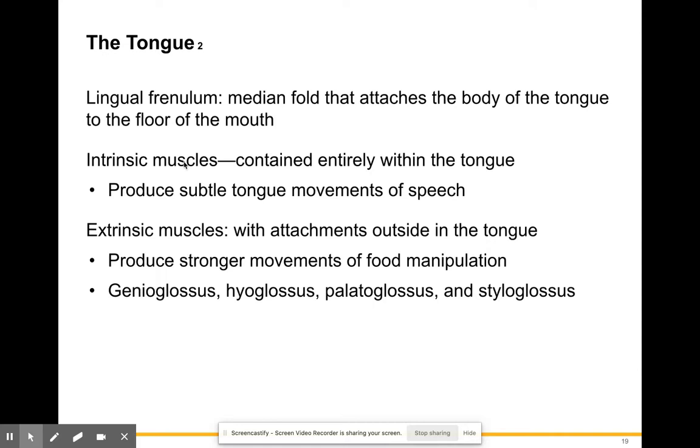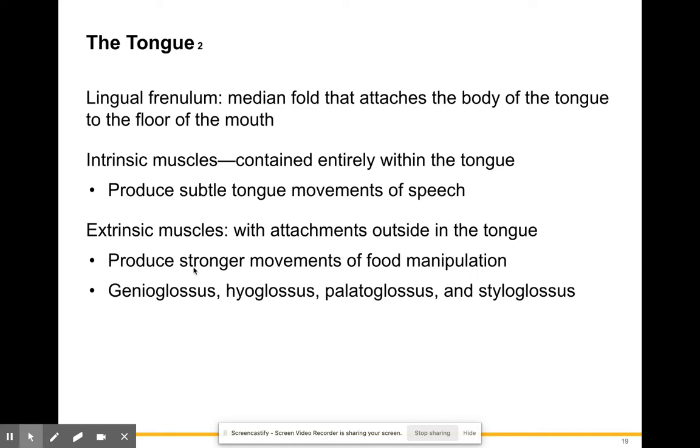The intrinsic ones are entirely within the tongue. That's why they're called intrinsic. And they can produce subtle movements of the tongue to help you with speech. And the extrinsic muscles are attached outside the tongue. And they produce stronger movements for food manipulation.